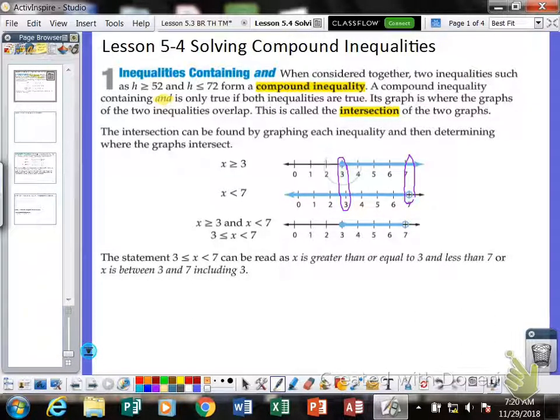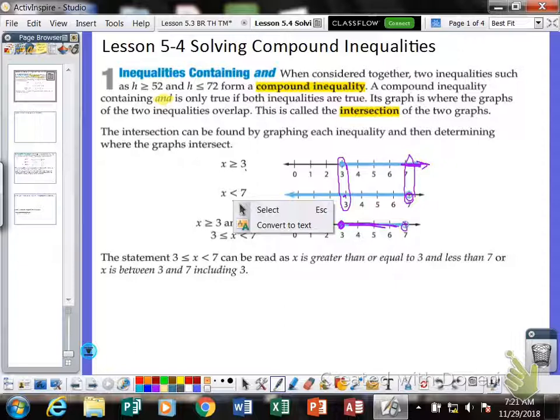Now 3 is included and the graph does go through 3, so we have a closed circle at 3. On this one, even though the first graph goes through 7, the second graph doesn't. So we keep the open circle because it's not included, and then everything is shaded in between. What this is saying is I need a number that's greater than or equal to 3, but it has to be less than 7.